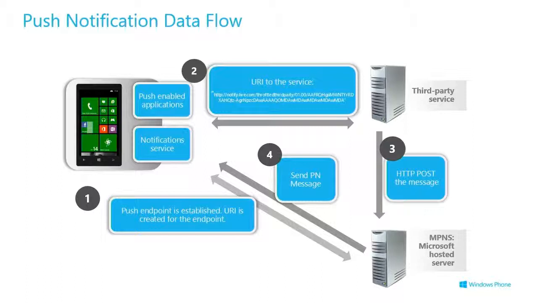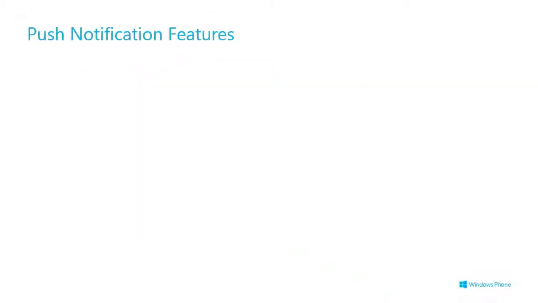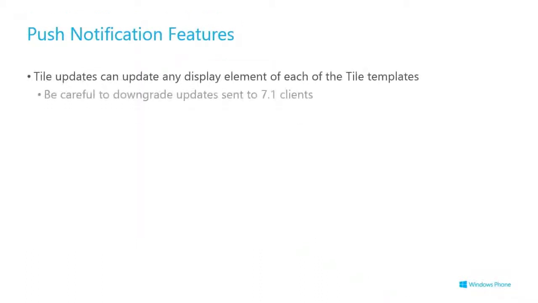And then to close the loop, the MPNS in turn routes that push notification to your app running on your phone. And then, depending on the format of the push notification, the payload attached to it, it could be raw data, it could be toast, and it could update a tile. Pretty cool stuff. So push notification features.